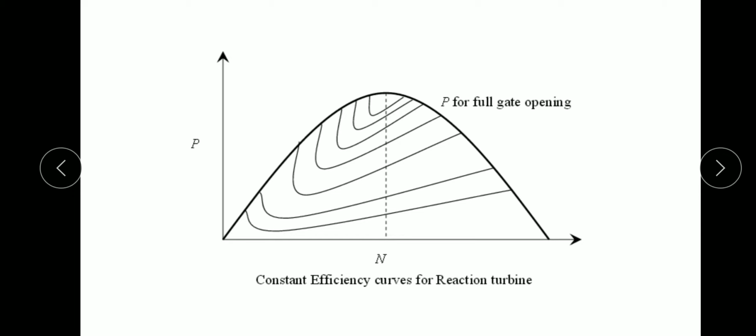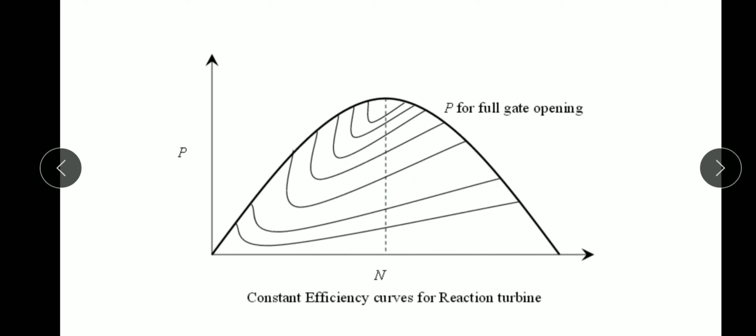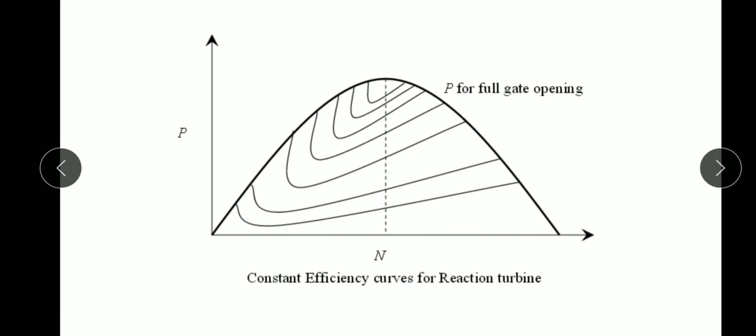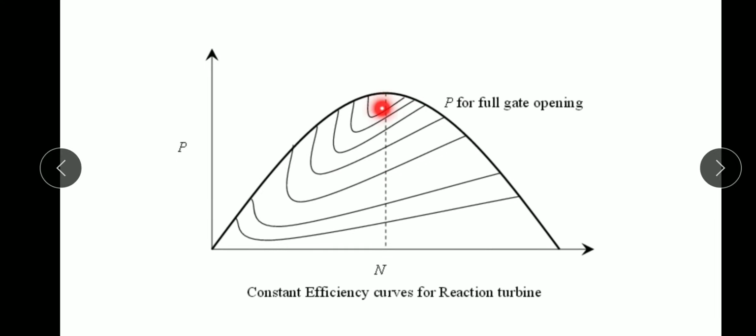Here they have drawn a graph between speed and power for full gate opening. These are the curves. Here you got the speed value maximum. The speed value you got maximum at this P, at this power.